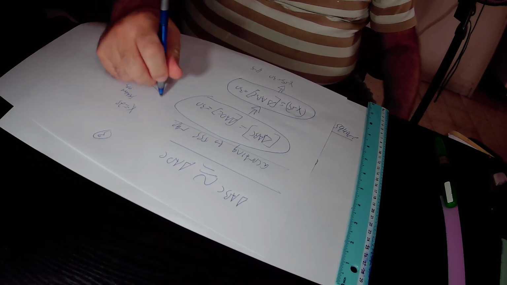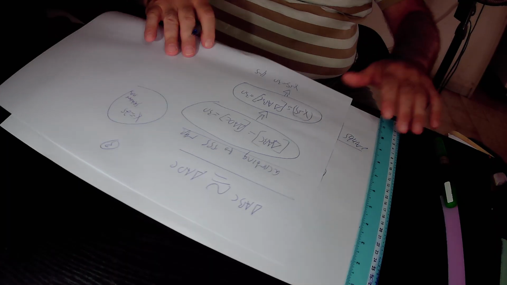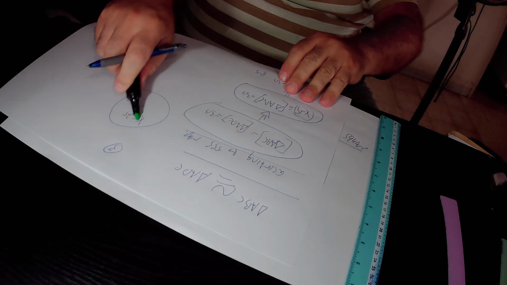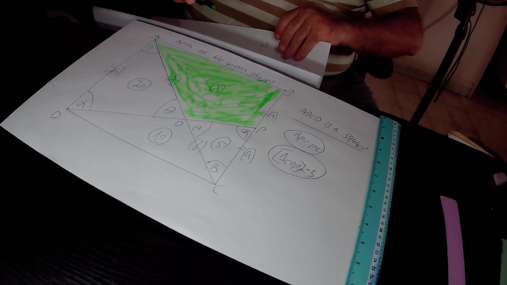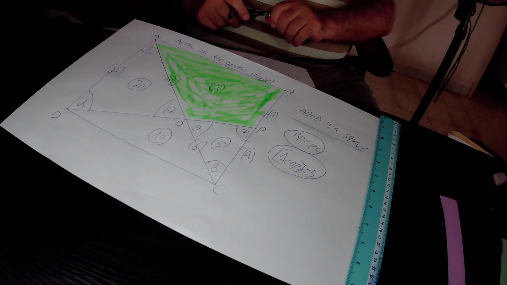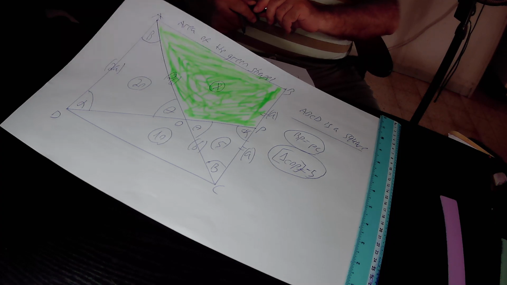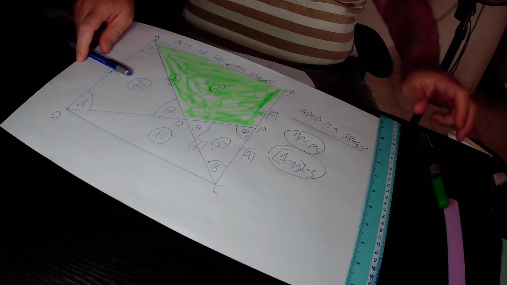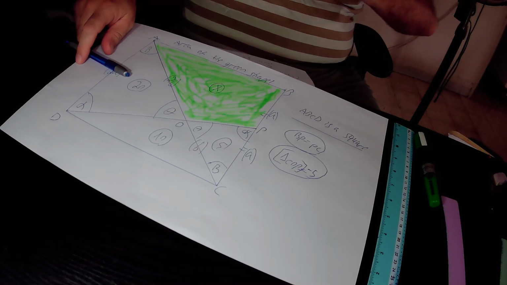Okay, and that is the answer to the question. I'll repeat again: we found out that the area of this green shape is equal to 25 square units. So we finish with the second question. The next step, we summarize the lecture. We start with the first question, of course.